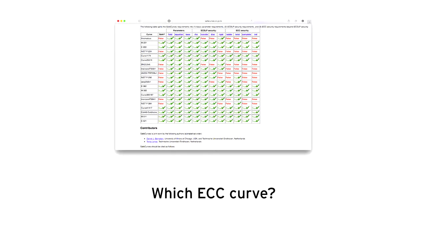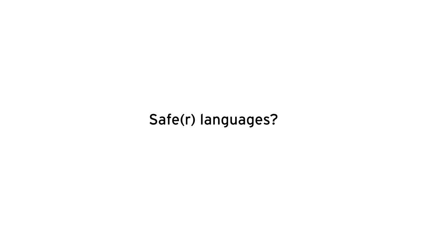Because this is from Bernstein, who's got a whole list of, well, not all the curves, but a large selection of the curves, analyzing the security. But how do you make pretty much the whole world agree on a single standard? And also, can we move towards safer languages?